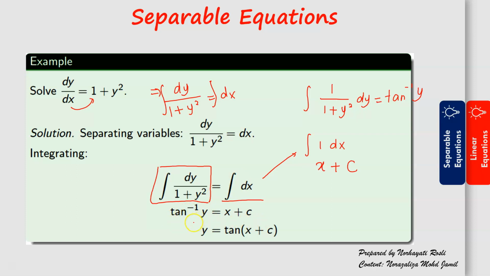But you cannot leave your answer like this because you have to make y the subject. That means you need to move this arctan to the other side. When we move it to this side, we get y equal to tangent, with everything in the bracket, tan of x plus c. This is our final answer.